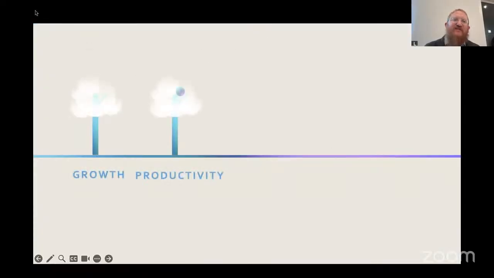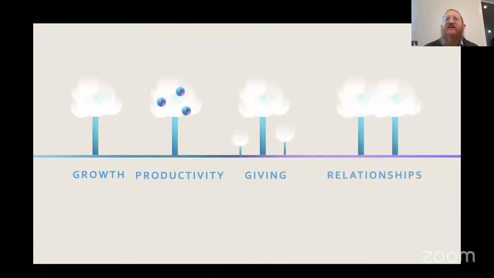In last week's class, we learned that meaning comes like being like a tree. Just like a tree, we have to grow and be productive and give and have relationships.